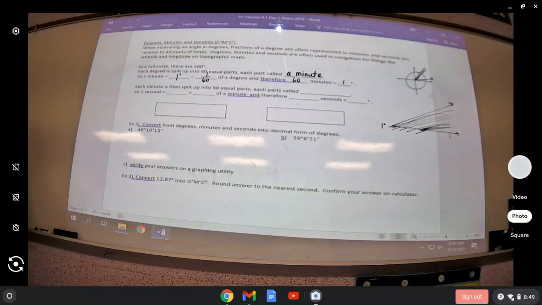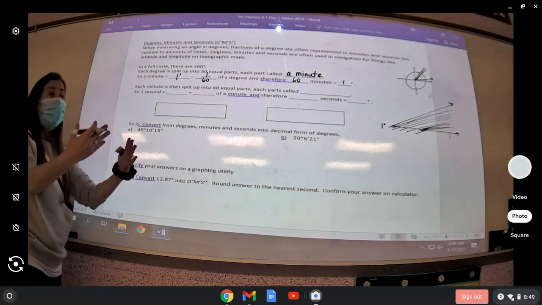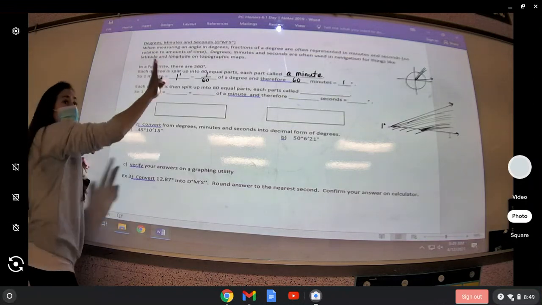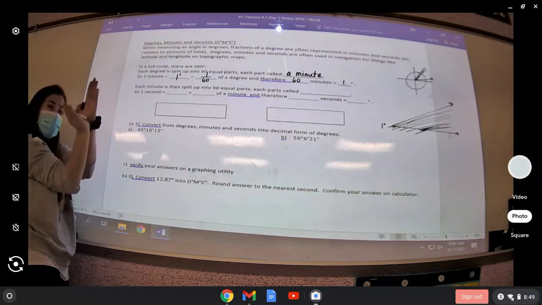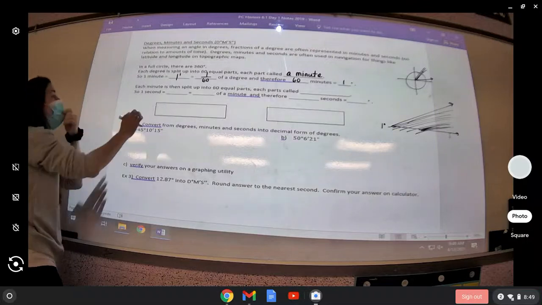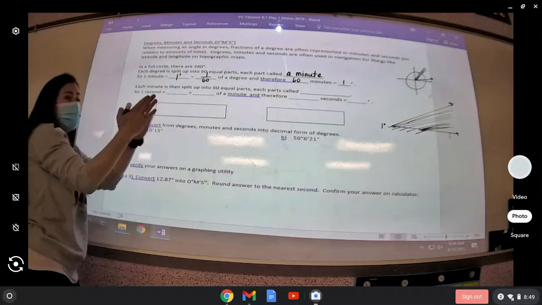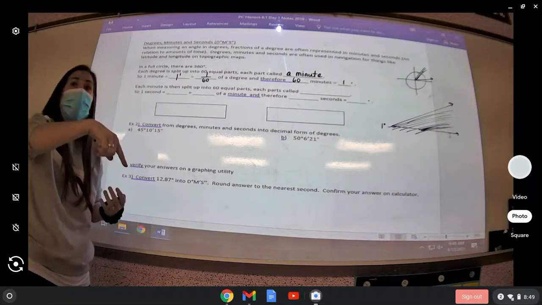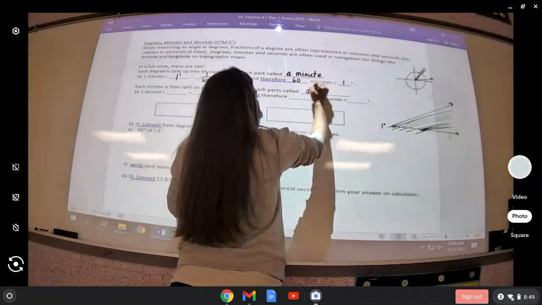It's a 1 with an apostrophe. That's how we denote 1 minute. We use a single apostrophe to denote a minute. All right? And then we break it up even more. We take each one of those 60 minutes that live inside of 1 degree, and we split each minute up into 60 equal parts. Each one of those is called a second.